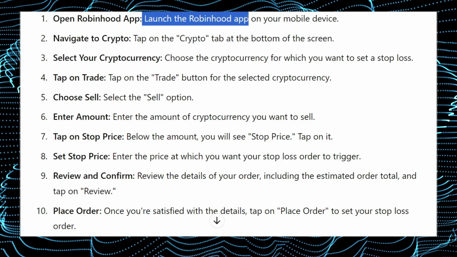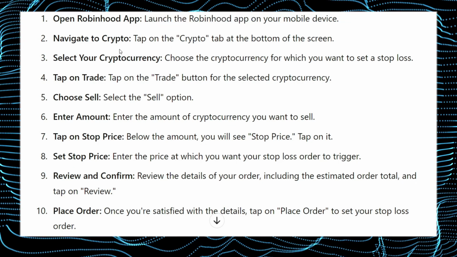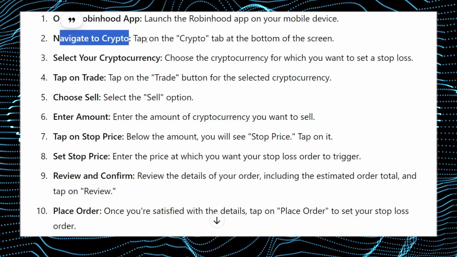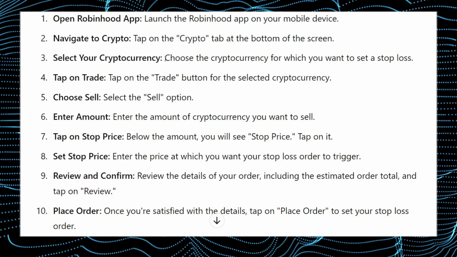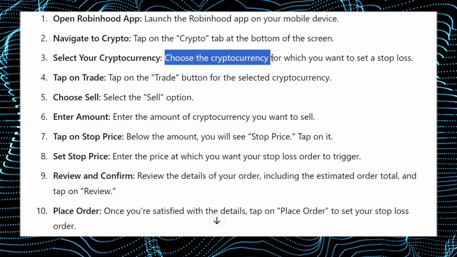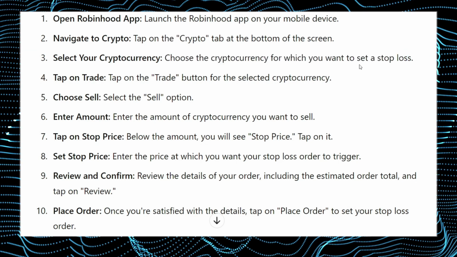First things first, launch your Robinhood app on your mobile phone. Second thing, navigate to your crypto. Just tap on the crypto tab, which should be at the bottom of the screen. Now select your cryptocurrency, which means choose the cryptocurrency for which you want to set up stop loss.